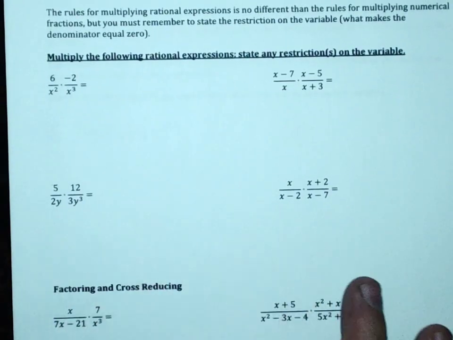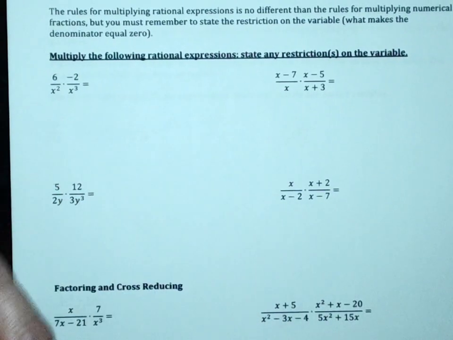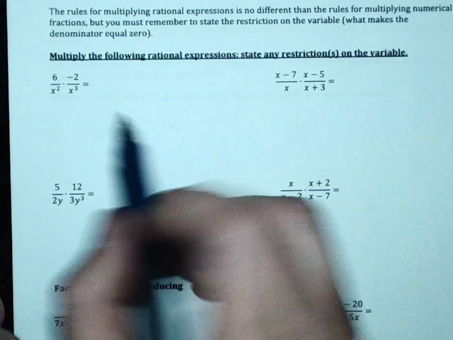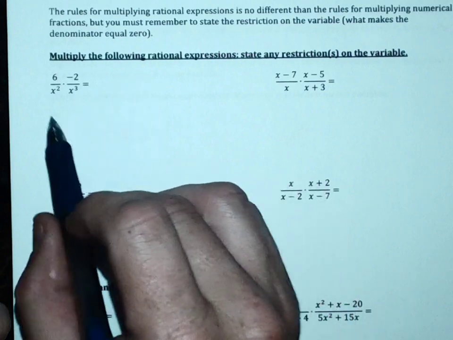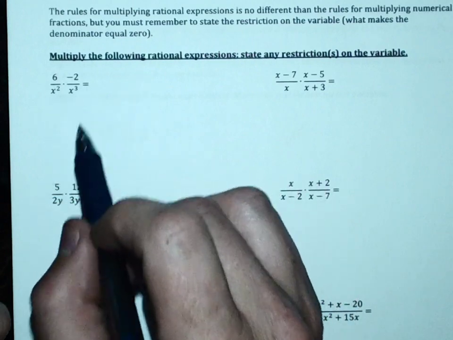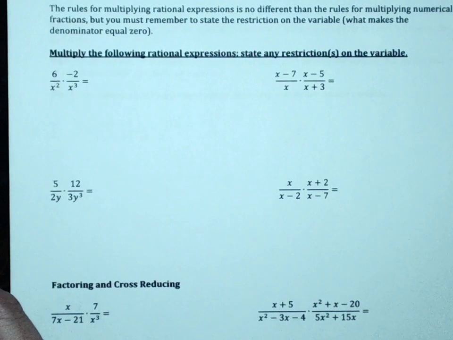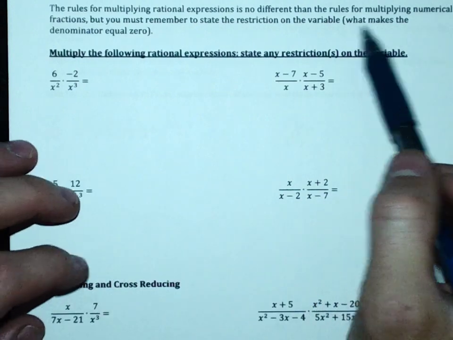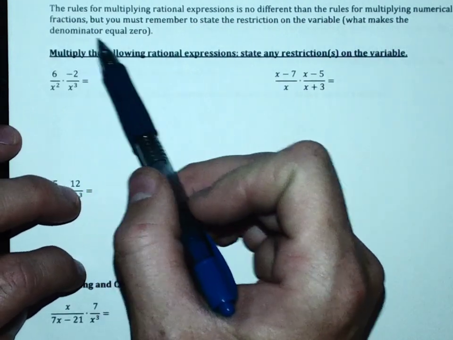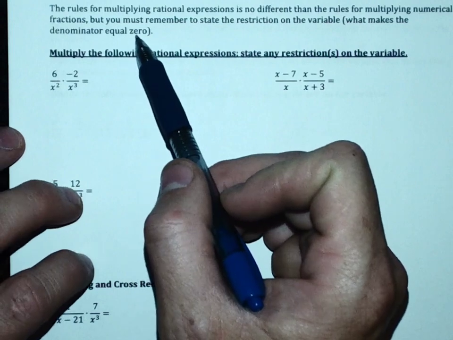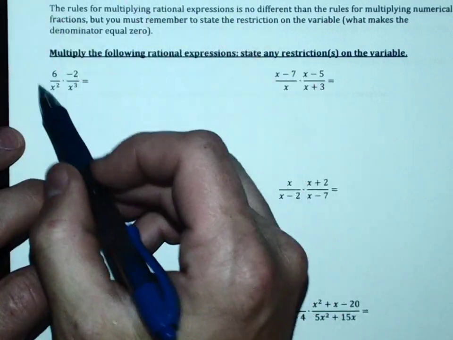So the rules for multiplying rational expressions are no different than the rules for multiplying numerical fractions. You still multiply the top numbers and you multiply the bottom numbers. You can cross reduce if you can, but remember, you must always state the restriction. The restriction is what makes the denominator equal 0. So let's look at this first problem here.